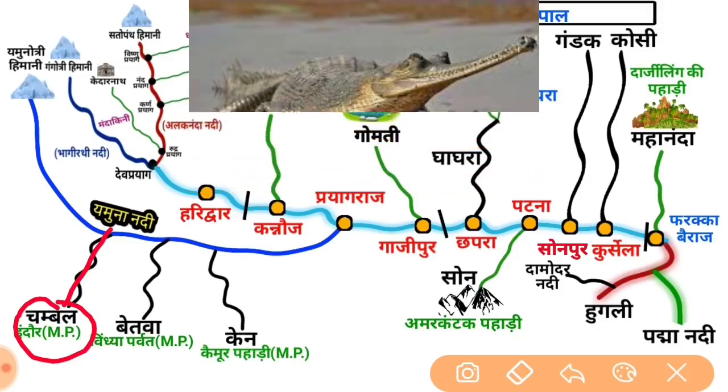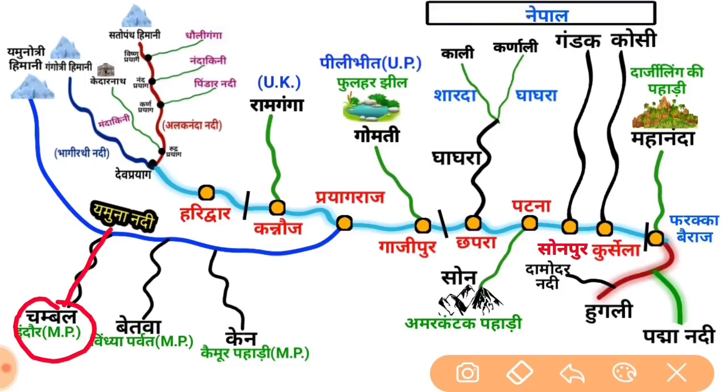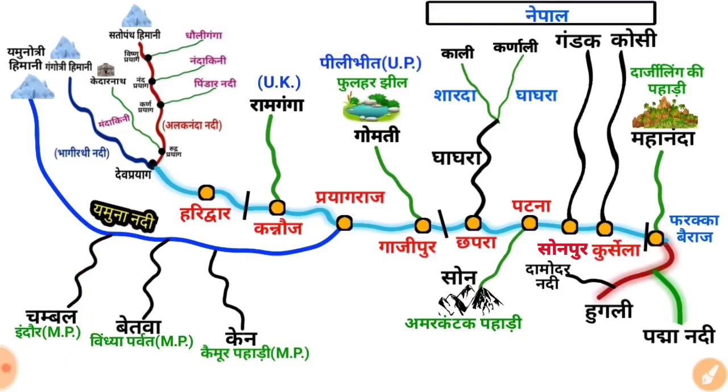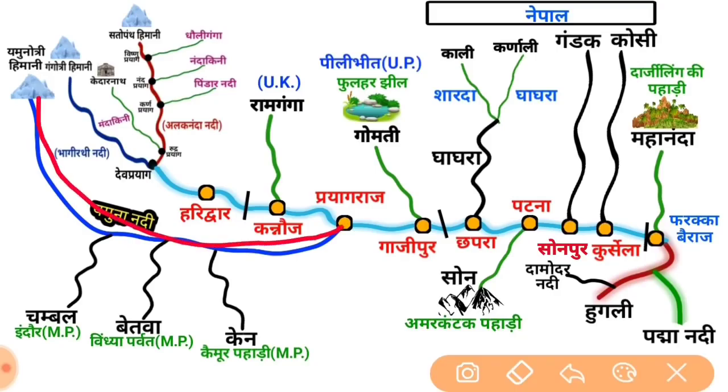So where does this Chambal River originate from? From Indore in Madhya Pradesh. And after coming up here it joins Yamuna River. And also remember that this Chambal River is the biggest tributary of Yamuna River. Just like Yamuna River is the biggest tributary of Ganga River, similarly, Chambal River is the biggest tributary of Yamuna River.